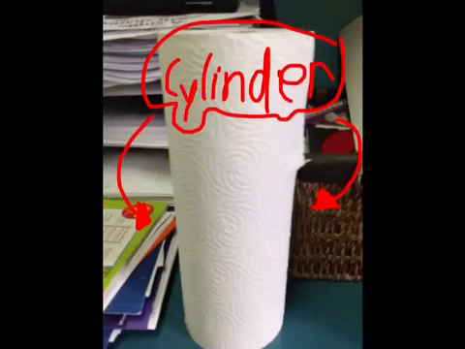This cylinder has 3 sides. The top is a circle, the bottom is a circle, and mostly the body is a circle. It's a giant 3D shaped circle.